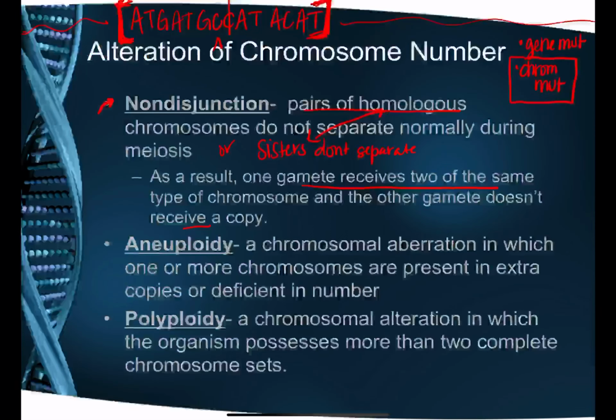The result of this is known as aneuploidy, a chromosomal aberration where one or more chromosomes are present in extra copies or deficient in number. When there's an irregular number of chromosomes, it's called aneuploidy. So non-disjunction is the process where they don't separate. That's the failure to separate. Aneuploidy is the result. An irregular number of chromosomes, 1 too many or 1 too few, is aneuploidy. Okay? So we see this in trisomy 21.